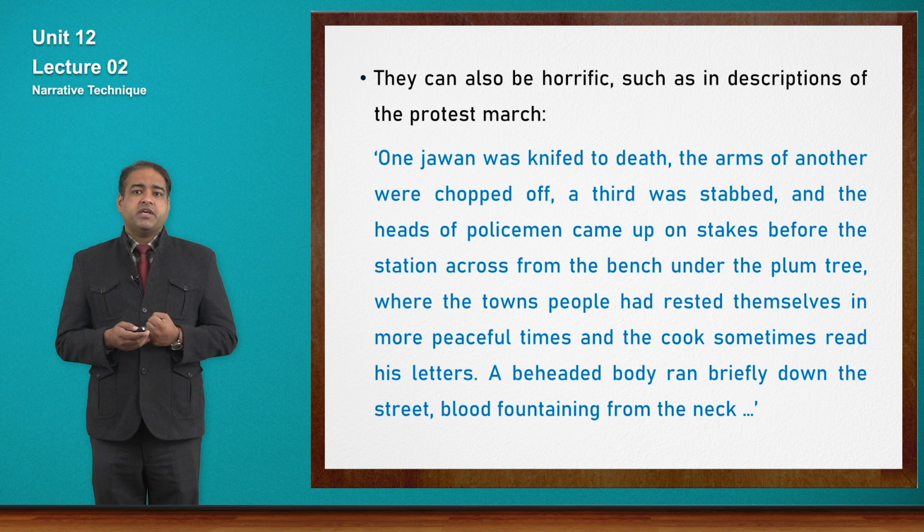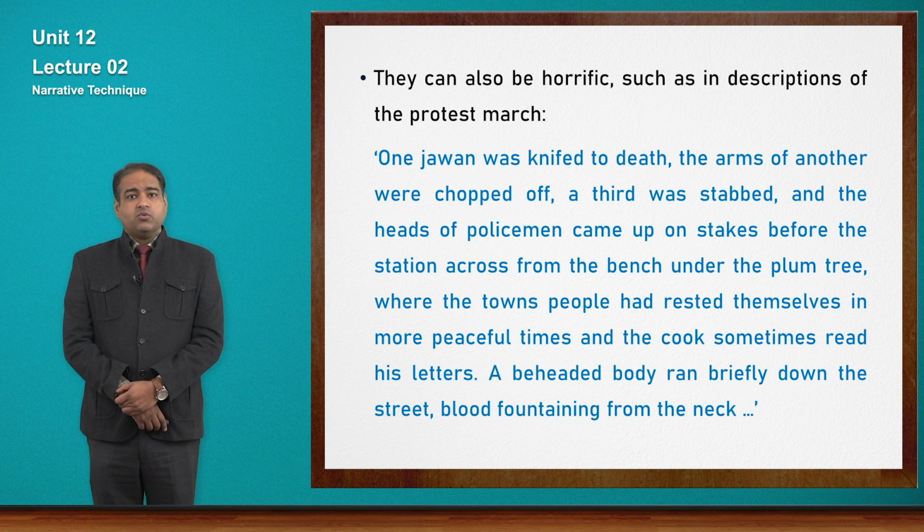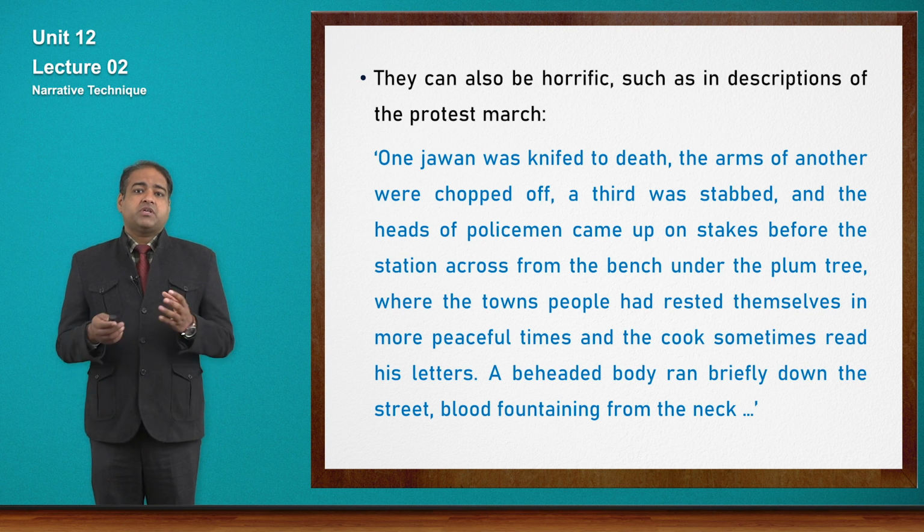Let us try to see how the writer has narrated the condition of the protest march. "One Jawan was knifed to death. The arms of another were chopped off. A third was stabbed, and the heads of the policemen came up on a stake before the station across from the bench under the plum tree, where the townspeople had rested themselves in more peaceful times, and the cook sometimes read his letters. A beheaded body ran briefly down the street, blood fountaining from the neck."